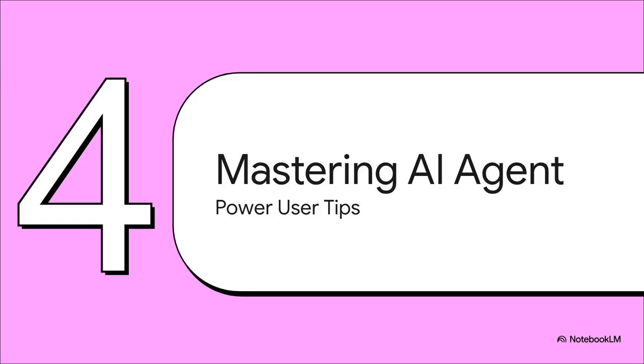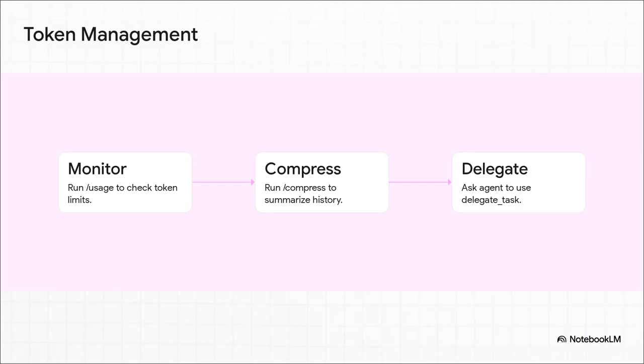Let's bring it home with Section 4, Mastering Your AI Agent. Okay, power user time. Managing long, token-heavy sessions is absolutely critical so you don't accidentally blow through your budget or just run out of context window.